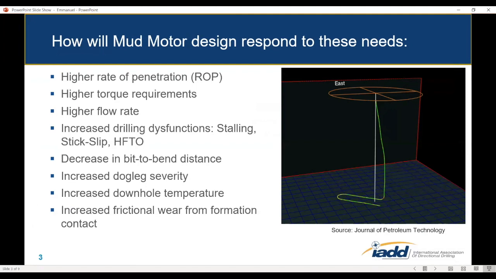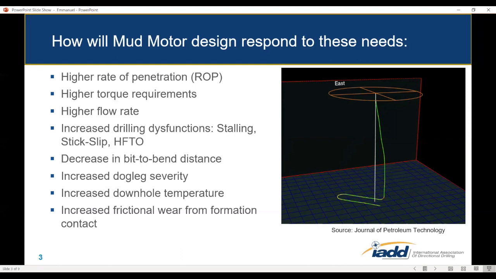How will motor design respond to these needs? This has been a buzz. I actually picked this up from a JPT journal article about this U-shaped well that was drilled last year. And these are some of the challenges the DD industry will keep facing. Higher rate of penetration, we're talking about days versus time. They want to drill faster. We need more torque, more flow through the tools.